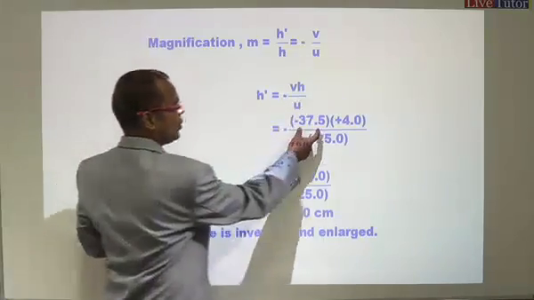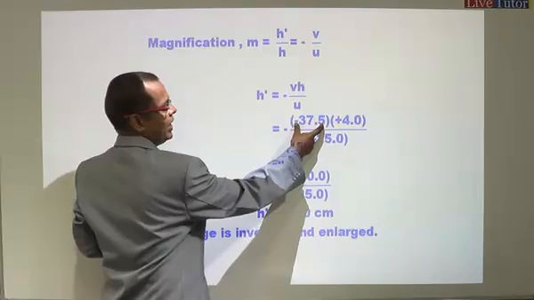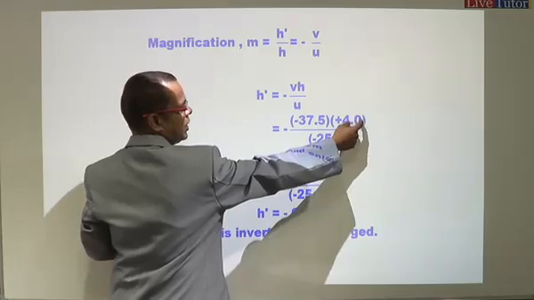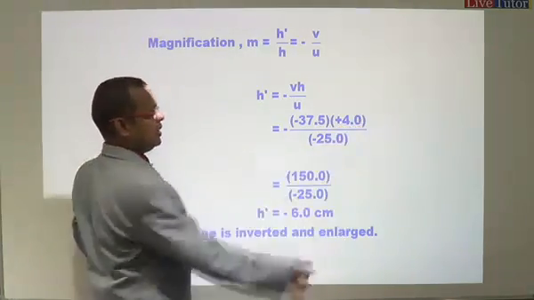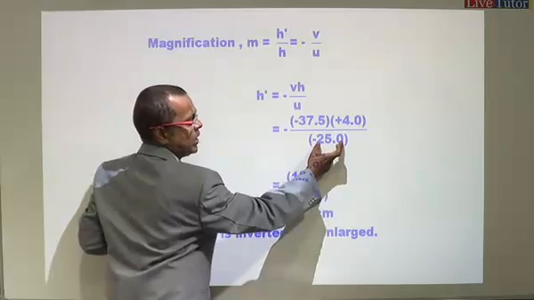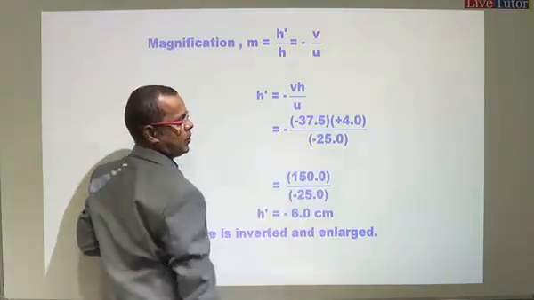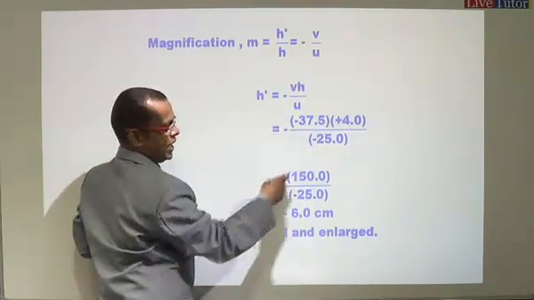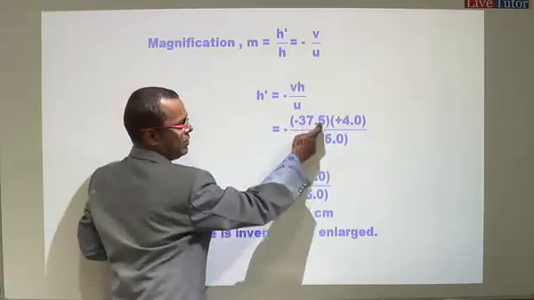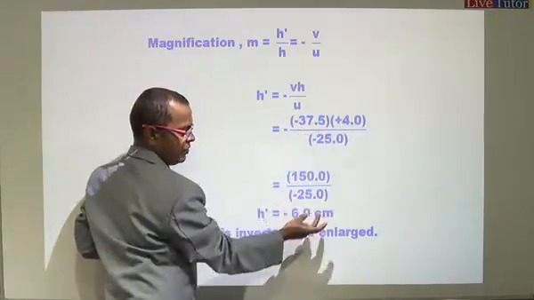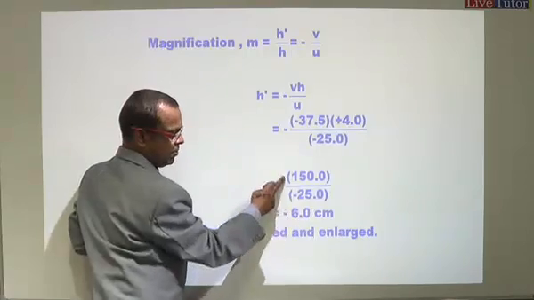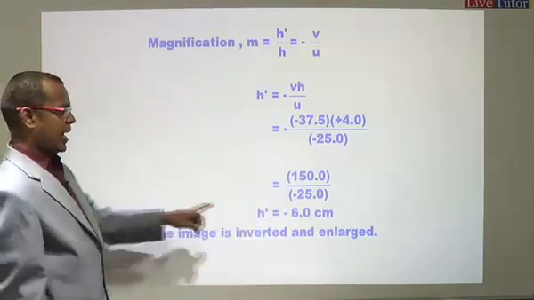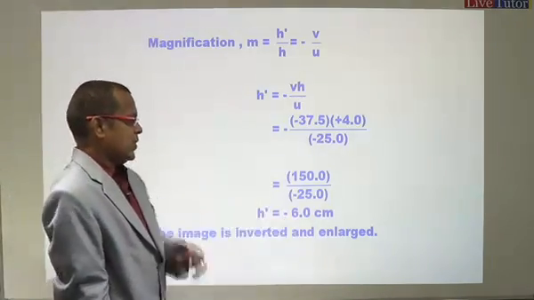And we know, just now we have found the value of v is minus 37.5, and the h value is already given in the very first line of the question, which is 4.0, and the u value is also known because this is the object distance, which is minus 25.0. So minus into minus will become plus, and here the minus is there, and 37.5 into 4 is 150, 150 by 25 is 6, and since it is plus divided by minus, it will become minus. So h dash is minus 6.0. The height of the image is minus 6.0.